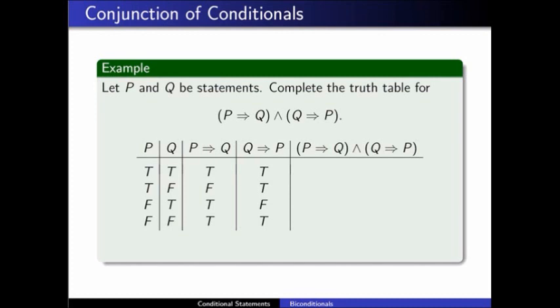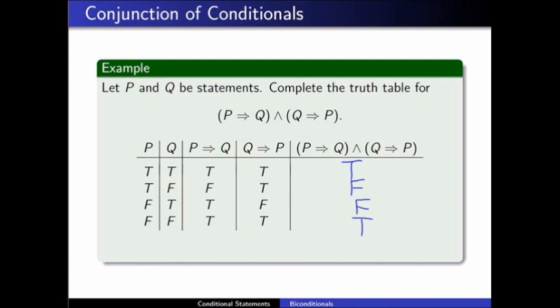Now we want to consider the conjunction of these two. Again, we need P implies Q to be true, and we need Q implies P to be true. The only time that this happens is in the first row and last row. In each of the other two entries, at least one of the two pieces will be false, so the conjunction is false in these two cases.